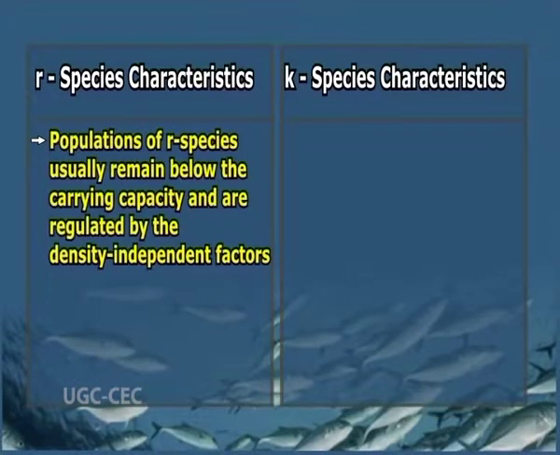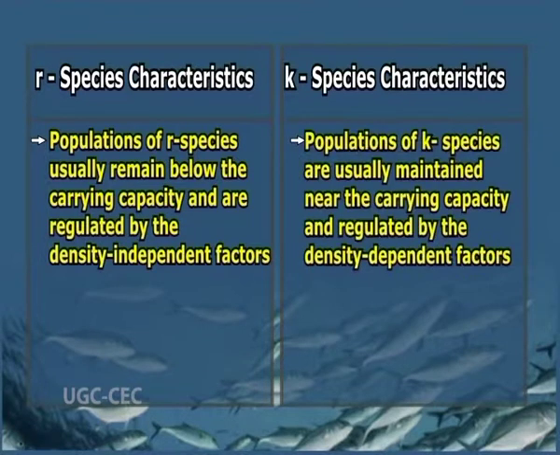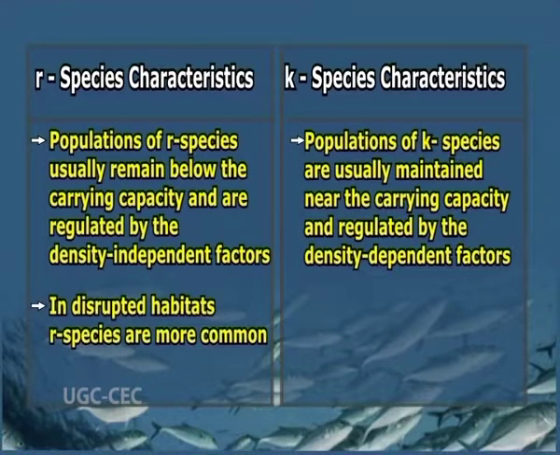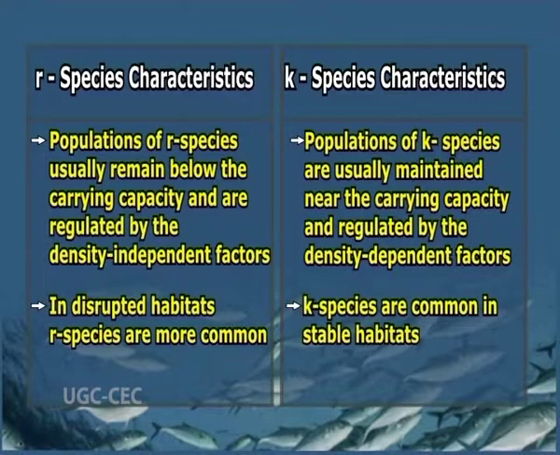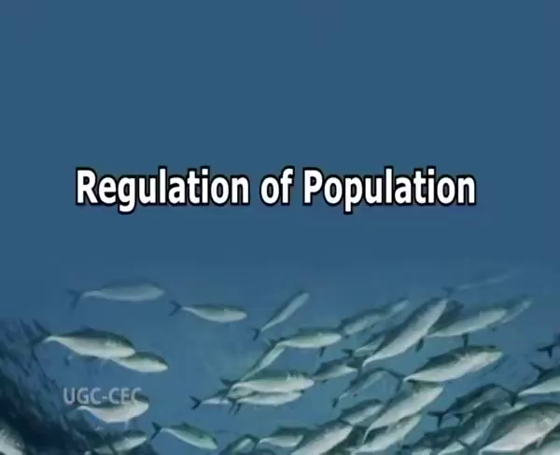Populations of r species usually remain below the carrying capacity and are regulated by density independent factors, while populations of K species are usually maintained near the carrying capacity and regulated by density dependent factors. In disrupted habitats, r species are more common, while K species are common in stable habitats. Many of our agricultural pests are r species. Most organisms, however, actually have attributes that fit both r and K species.